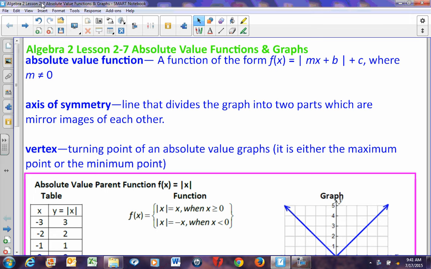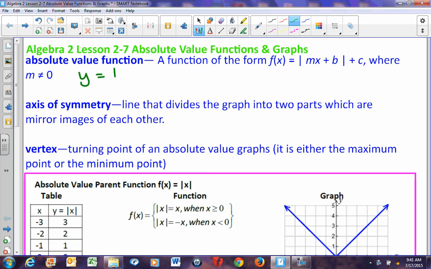This is Algebra 2 Lesson 2-7, Absolute Value Functions and Graphs. An absolute value function is a function in the form of f of x equals the absolute value of mx plus b, plus or minus c, where m cannot be 0. Which means you're basically looking at an equation that looks like this.